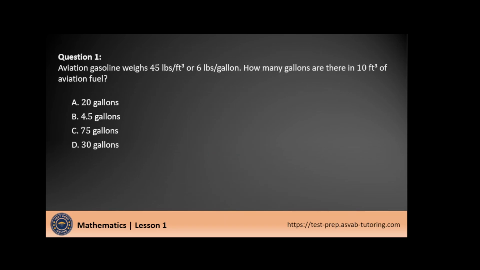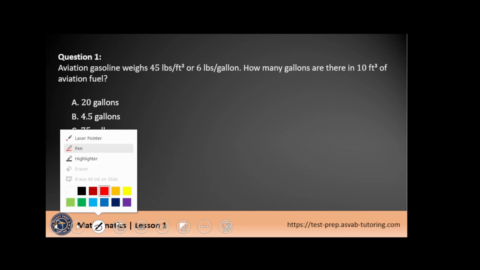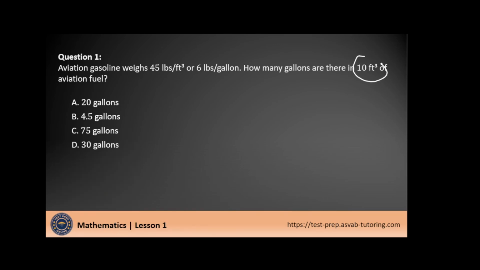Let's get started. Question 1. Aviation gasoline weighs 45 pounds per cubic foot, or 6 pounds per gallon. How many gallons are there in 10 cubic feet of aviation fuel? So we're starting out with this 10 cubic feet, and we notice that that's going to match up with this 45 pounds per cubic feet. We can't use the gallons yet because what we're working with is 10 cubic feet.